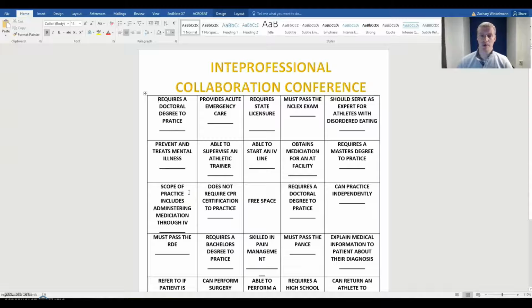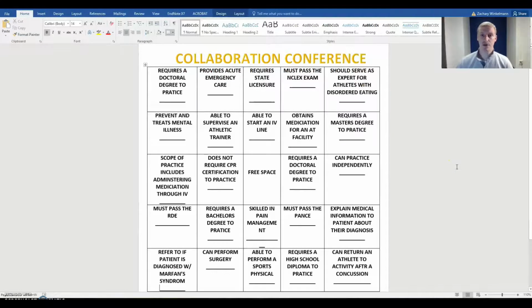And so inside of there is something that we do in class in the video that you'll see, called the Interprofessional Collaboration Conference. And so this is a bingo sheet essentially where the students prior to coming to class were given a profession and then they had to embody that. So they had to understand the educational requirements, professional standards, the scope of practice, and all the things that were required to be that job.